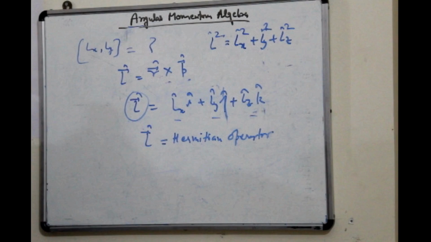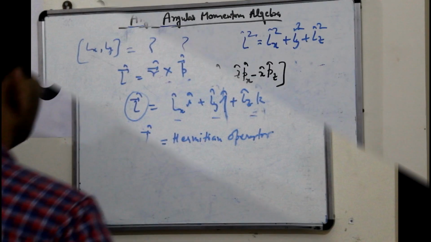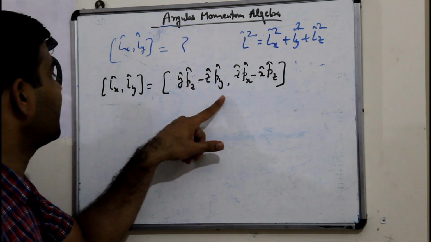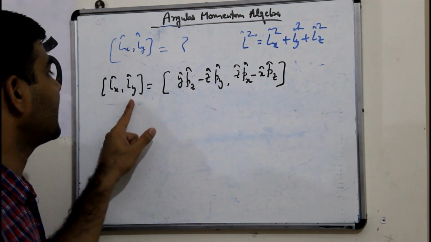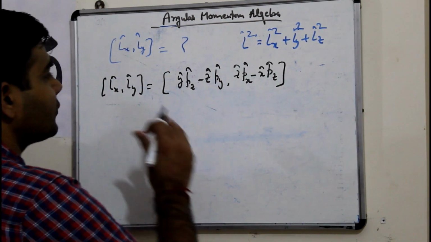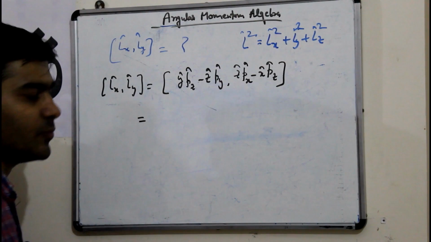The second thing is, we ask the question: what is the commutator of Lx hat and Ly hat? Let's try to find out the answer. Lx hat, Ly hat is equal to y pz hat minus z py hat, because the x component is this, and the y component is z px minus x pz. Now we have to solve this commutator and find its value.